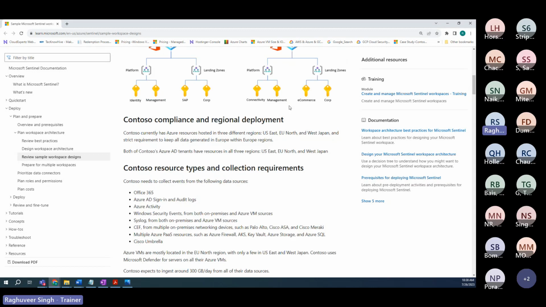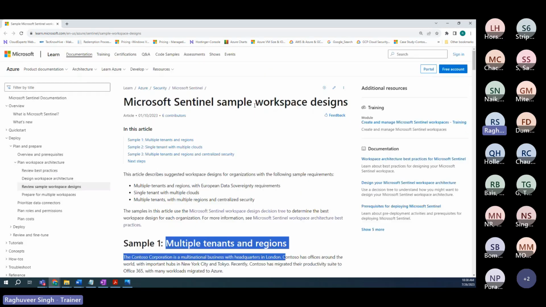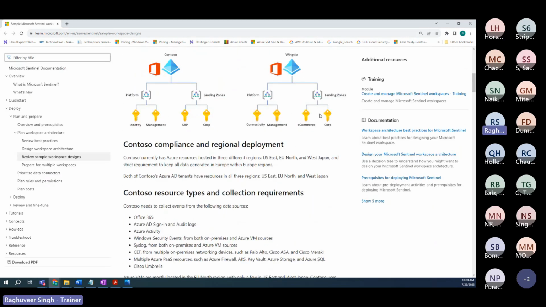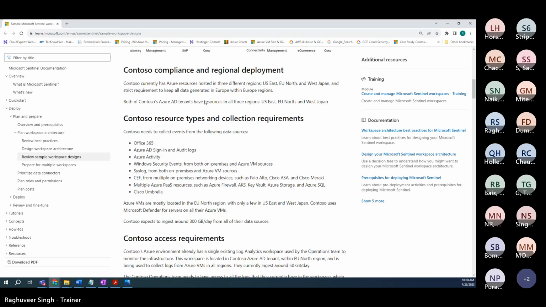Now, when this is the design, when this is the scenario, how are you going to design your Sentinel workspace? So now, with this situation or architecture in place, it gives you the guidance on how you need to design. But before you design, you need to understand the requirement.